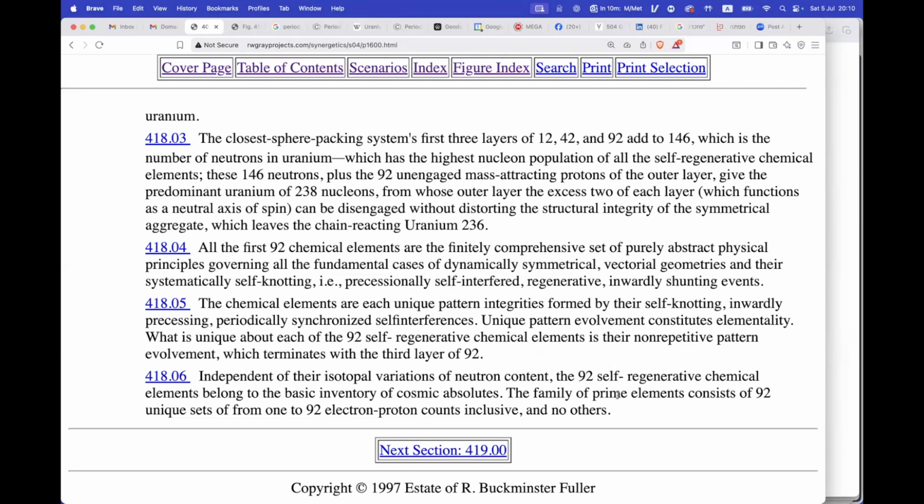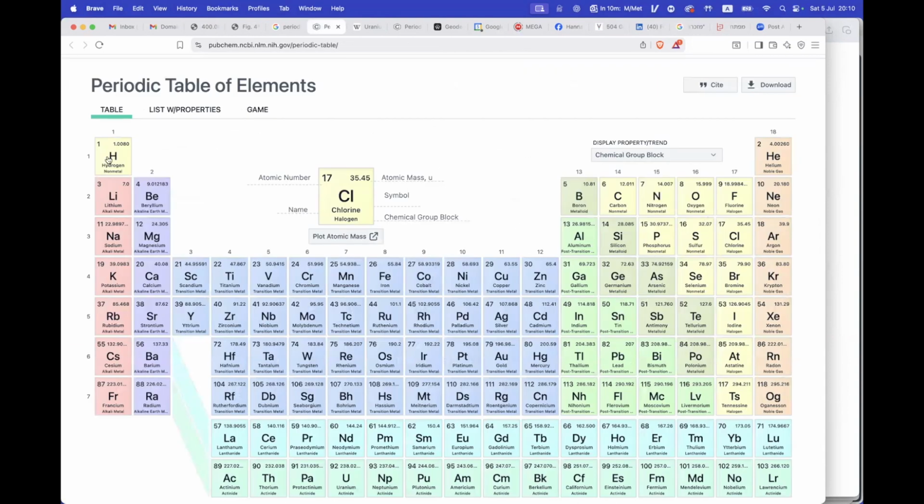The family of prime elements consists of 92 unique sets of from 1 to 92 electron-proton count inclusive and no others. And he's stating quite clearly what we covered when we started the section, that from 1 to 92 is uniquely stable. And then Fuller, because he's always thinking of an energetic world, calls them self-regenerating, which I do think maps to conventional thinking, but it's not typical conventional thinking.